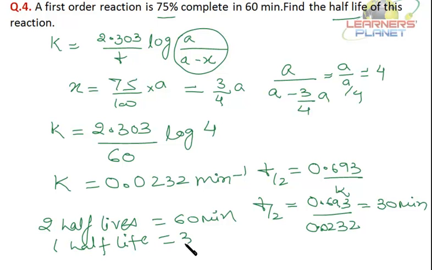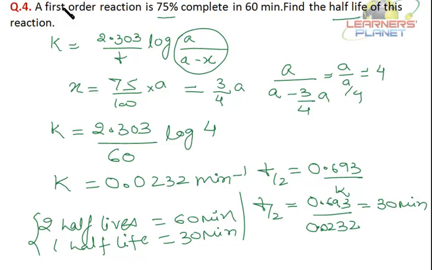It will be 30 minutes. We can find out like this also. So 75% complete is 2 half-lives, right? First half-life is 50%, second is 75%. So we can find out the answer by this also. It will take just a few seconds, that's it.